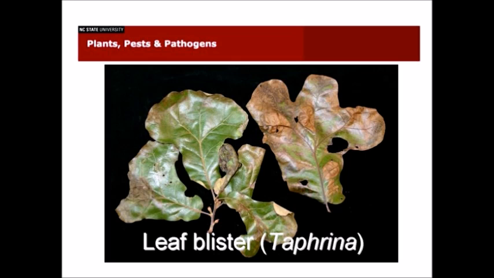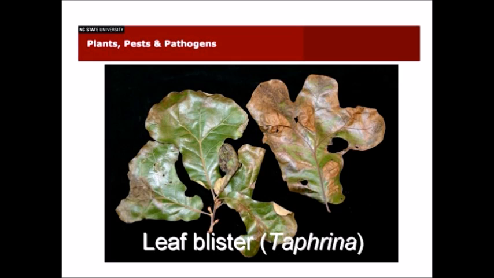Interestingly, this is related to the fungus that causes leaf curl on peach, but it's not the same fungus, so it won't go from oak to peach or vice versa. Now, the interesting thing here too is that this fungus will only infect a young developing leaf.